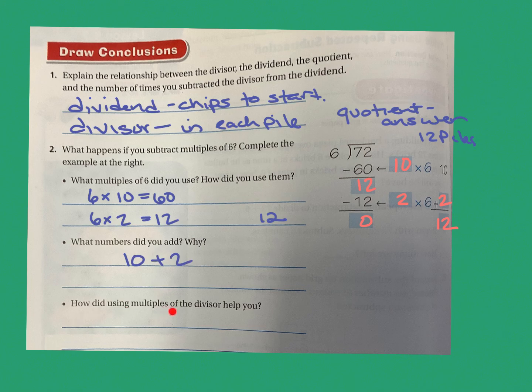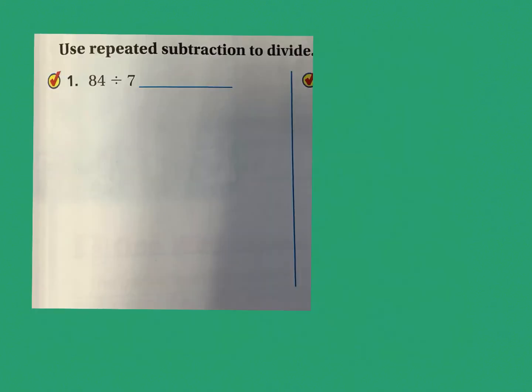And how did using multiples of the divisor help you? Well, it certainly made that subtraction of 6 much faster, right? We can use the skills and understanding of the numbers we know to speed things up a little bit. So that was way better than subtract 6, subtract 6, subtract 6 over and over again. So let's try several of these to get the hang of it in a practice here.